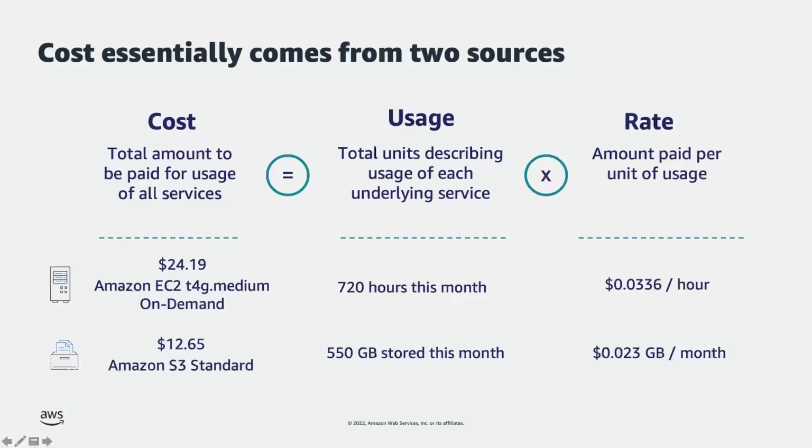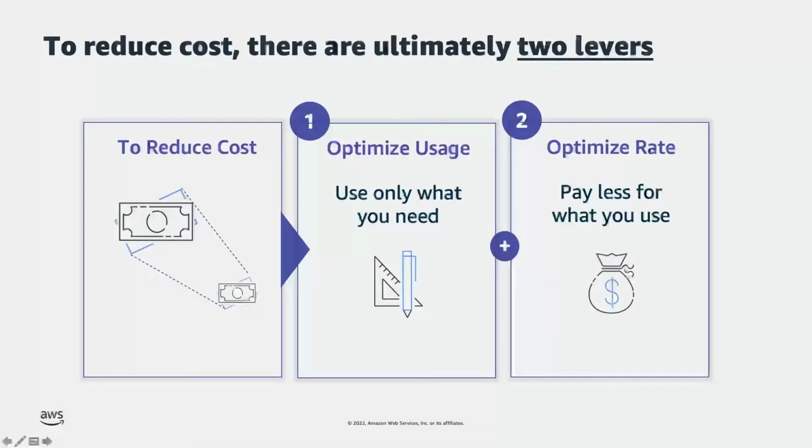Therefore, cost optimization initiatives ultimately operate across 2 levers. On one hand, you can optimize usage. In other words, use only what you need. And this is all about reducing waste and also improving your carbon footprint as you do so. On the other hand, you can optimize rate. In other words, pay less for what you use. And this is all about finding the most cost-efficient way to operate your workloads.